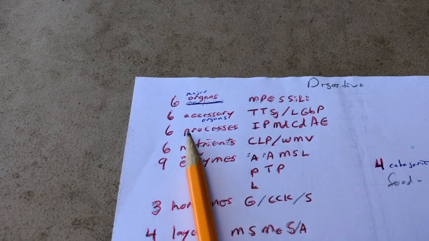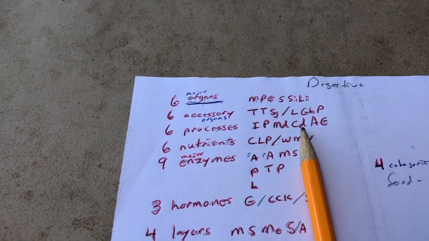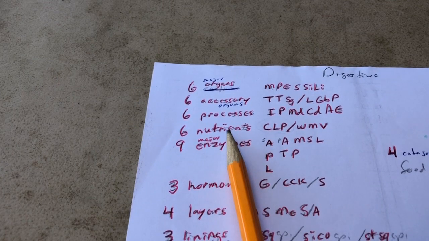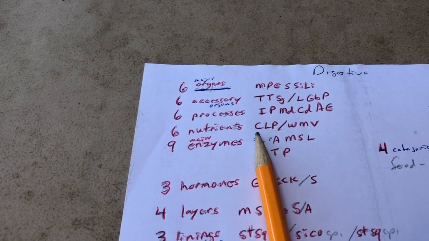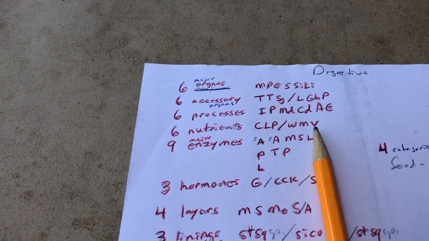You need to know the 6 processes: ingestion, propulsion, mechanical digestion, chemical digestion, absorption, and elimination. You need to know the 6 nutrient groups: carbohydrates, lipids, proteins, water, minerals, and vitamins.